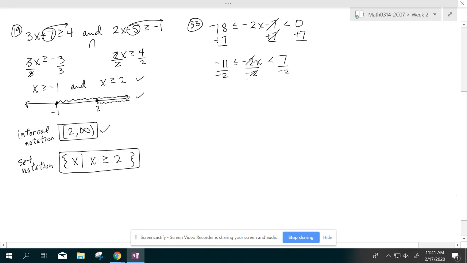And how many people noticed that I divided by a negative number? Is there anything I have to remember about inequalities? So the inequality has to flip. If you divide by a negative, the inequality flips. You're going to have to remember that. Negative over a negative makes positive.